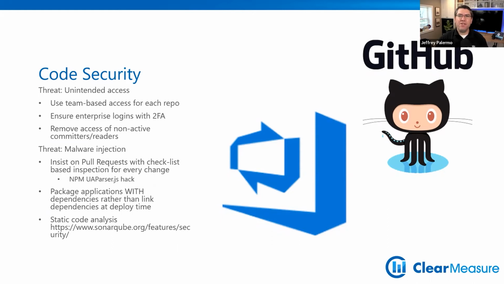Another mitigation is to package the applications with their dependencies rather than link the dependencies at deploy time or even at build time. Now, the default build cadence is to do a .NET restore and then .NET build, or a NuGet restore and then compile. That saves a little disk space in your Git repository, but it leaves the source of the packages at NuGet.